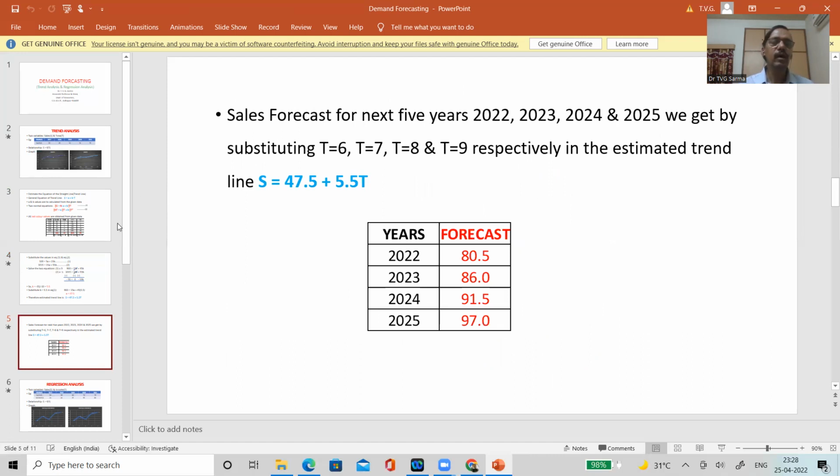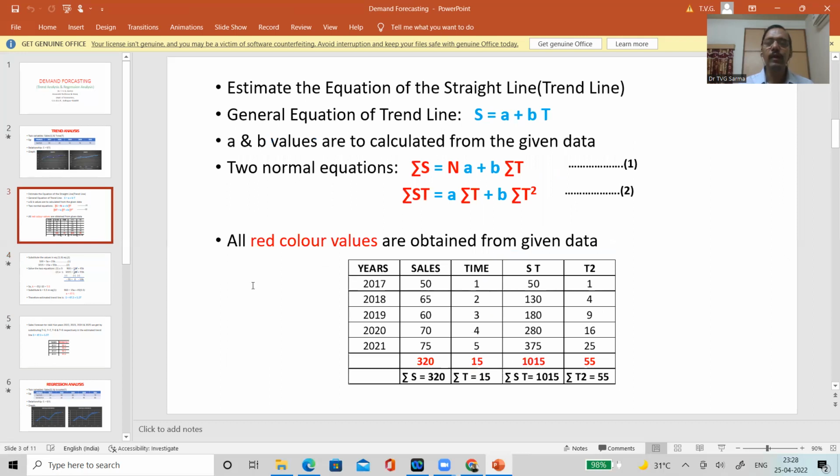Why is it so? Because if you see, up to 2021 it is 5. So definitely 2022 will be 6, 23 will be 7, 24 will be 8, and 25 will be 9. So 6, 7, 8, 9 will be the later year values for time.